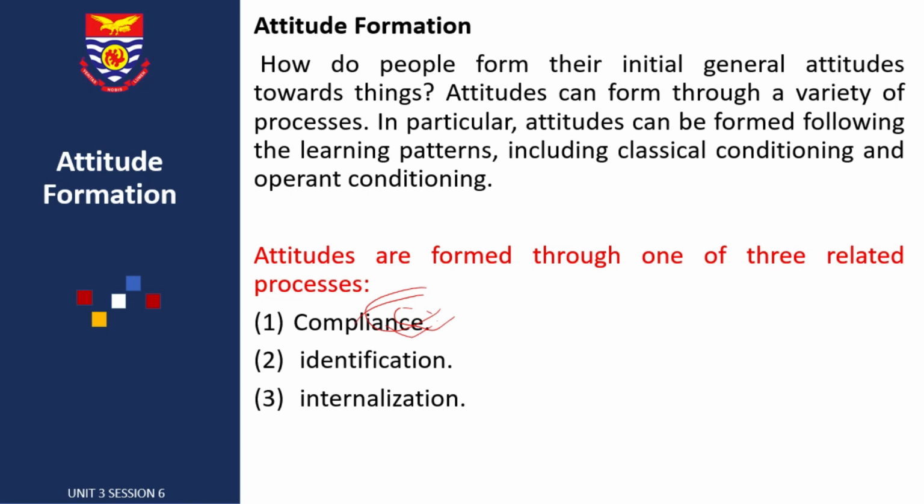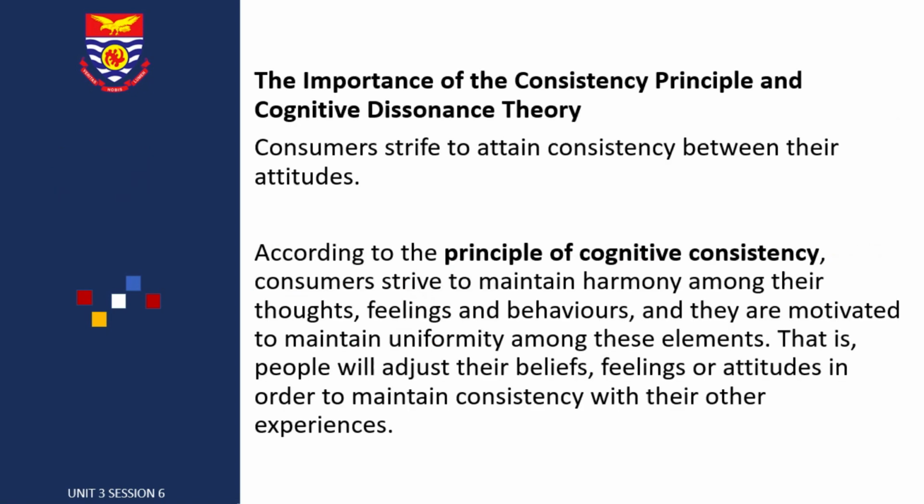Then we have identification. You also form attitude based on identification. We want to attribute something to ourselves. I want to be like someone; that is something I have identified for myself, and therefore I would want to build an attitude to suit that thing that I want to have. And we have internalization. Internalization talks about something that is in you. Whatever is in you is what will come out. So internally, you build attitude for yourself.